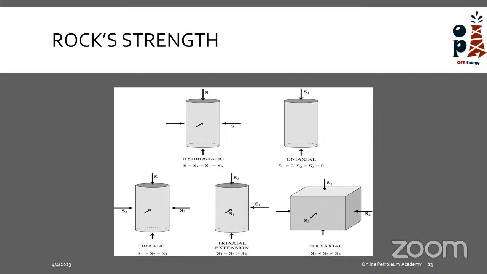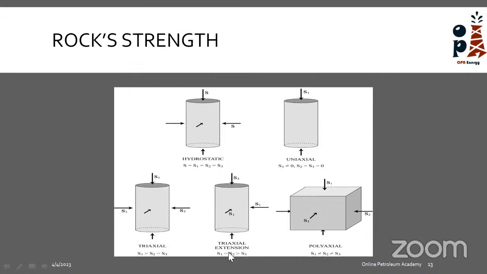The third test is triaxial compressive strength. Triaxial compressive stress is applied when three unequal compressive stresses are applied, and S1 is greater than S2 and S3. So the axial stress applied on the rock is greater than the confining stresses, because we mentioned before that the perpendicular horizontal stresses are called confining. So S1 is greater than the confining stresses applied on the rock.